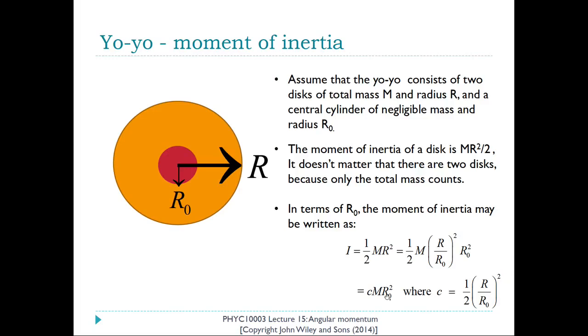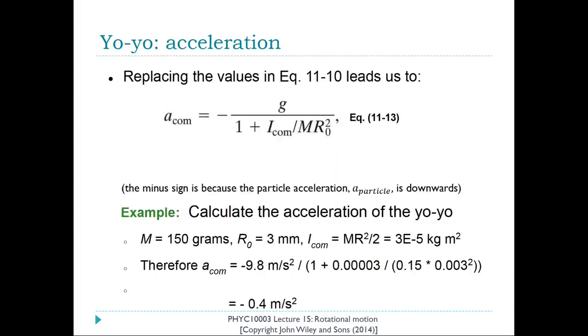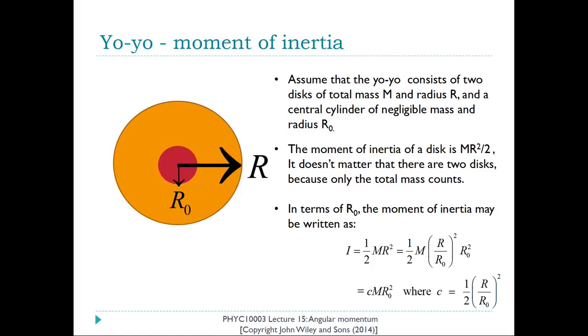So I hope that makes sense. We've just done a little trick there to put it in terms of, sorry, my mouse is very sensitive and it will jump slides if I even touch it very slightly. So what we've done here is just put this in terms of r naught instead of r by multiplying it by this value. So c is equal to 1/2 times the ratio squared, as we've got here. Therefore, that is c times mass times r naught squared.